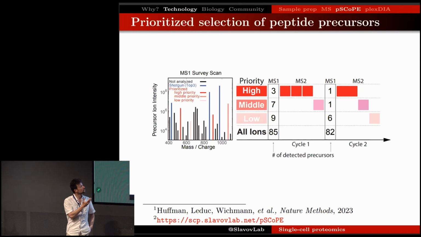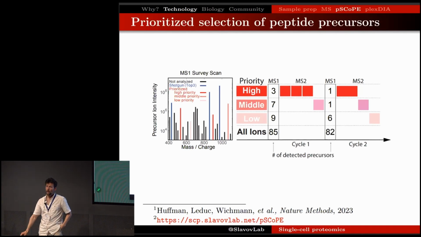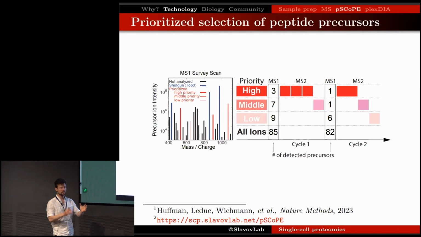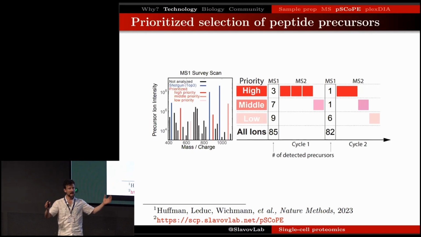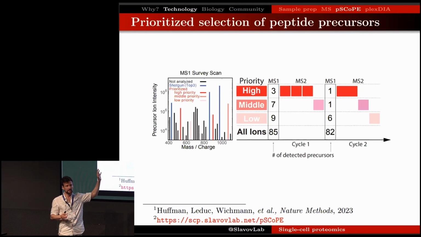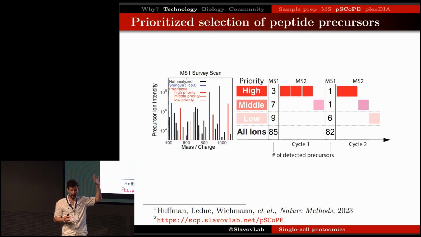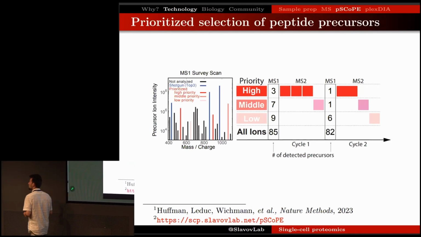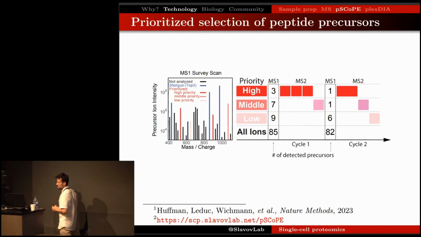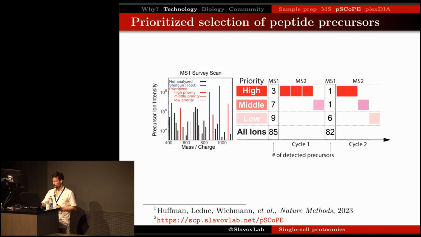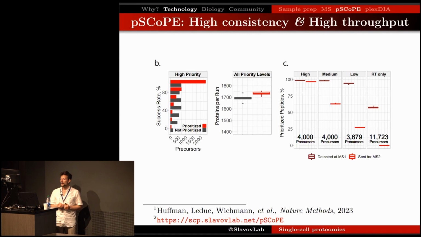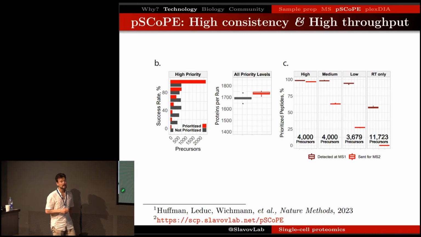So to overcome that challenge, we came up with this prioritization scheme where a subset of precursors are going to be given high priority, and the instrument is going to analyze those first. And then if it has time, it's going to go to the middle, low priority tiers and others. And here this illustrates the logic. And we talked with Christoph, and he implemented this in MaxQuant Live for us. So let me show you the results of doing that.